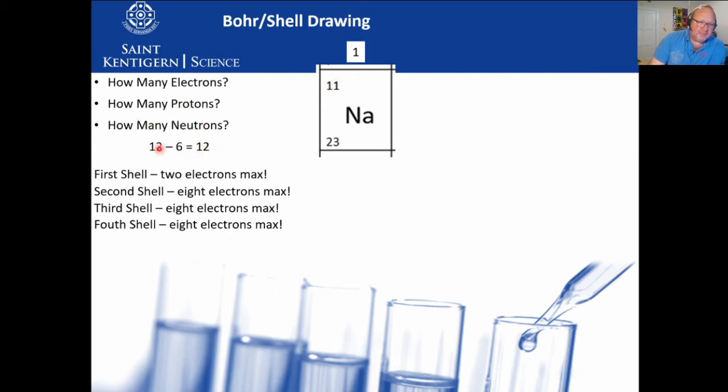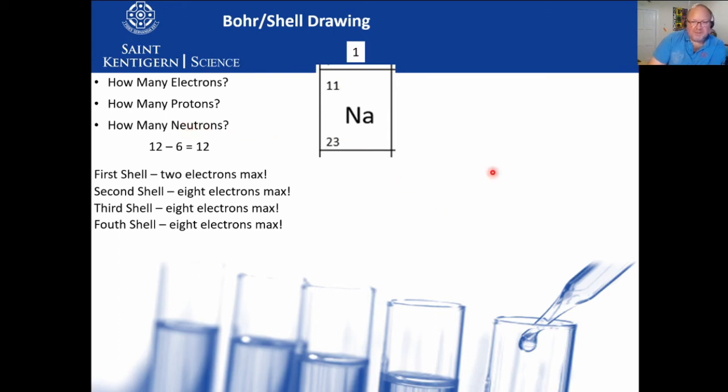Oh, wow. That's a spectacular mistake there. We take our mass, which is 23 at this stage. We take away 11. 23 minus 11 is 12, because 11 plus 11 is 22. So, how many protons? That's the number you see: 11. How many neutrons? 23, take away 11 gives us 12 neutrons.